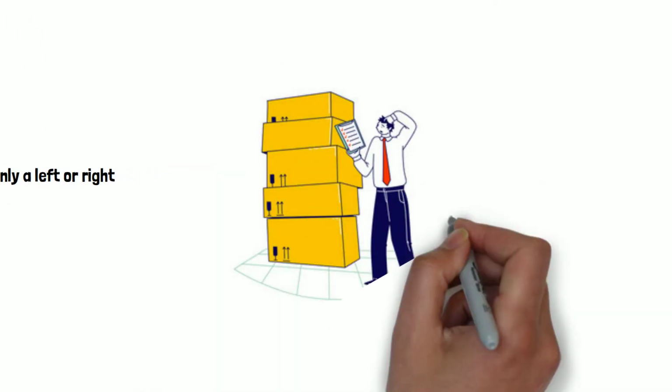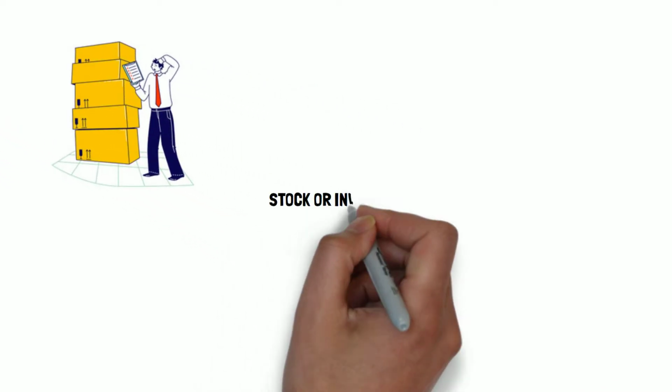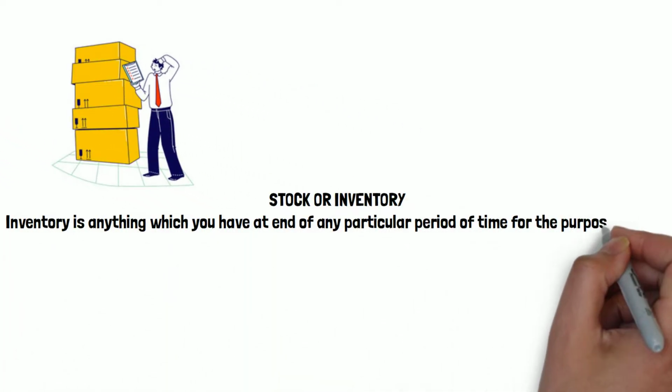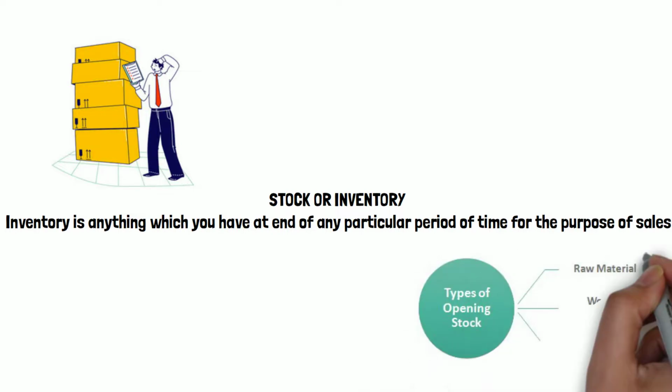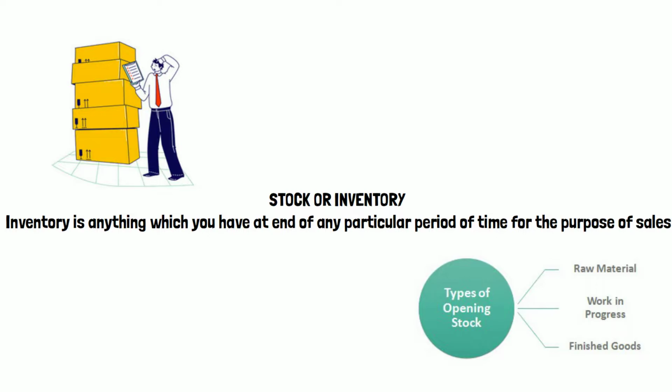Now our second term is stock or inventory. Inventory is anything which you have at the end of any particular period of time for the purpose of sale. Anything which you have or which you retain at the end of any particular period. Inventory can be of raw material, it can be of work in process, or it can even be of finished goods. The companies retain separate stock for each of these categories. These terminologies like raw material, work in process and finished goods are used mainly for inventory purposes.